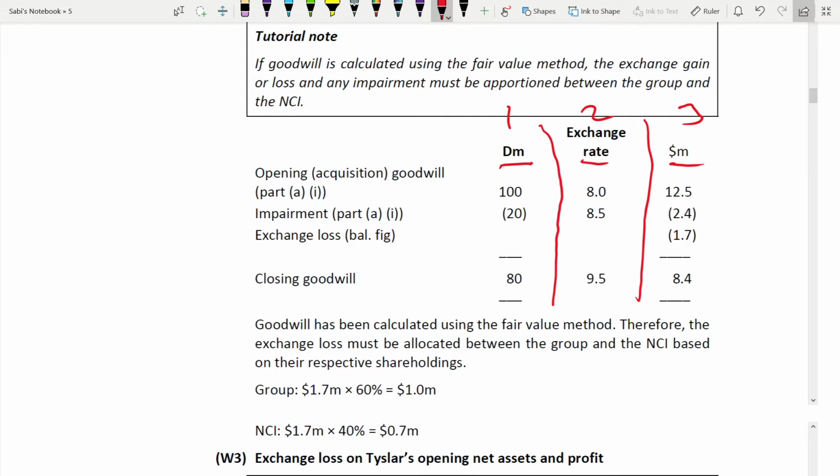Okay, next, opening goodwill. Definitely opening goodwill will come. Then we have impairment, then the exchange loss, then the closing goodwill. So what is the opening goodwill? In part A it is written. So whenever you want to repeat something, or whenever you are taking help of the previous calculation, for example, in the second part of A you are taking the figure from the first part of A, this is the way to reference it. Part A, first one, it is understood that you have taken from there.